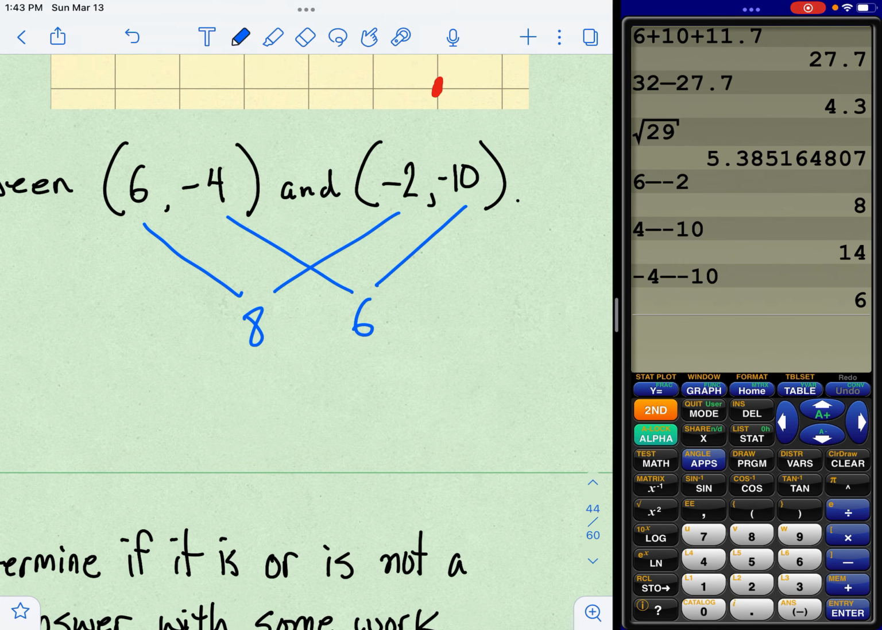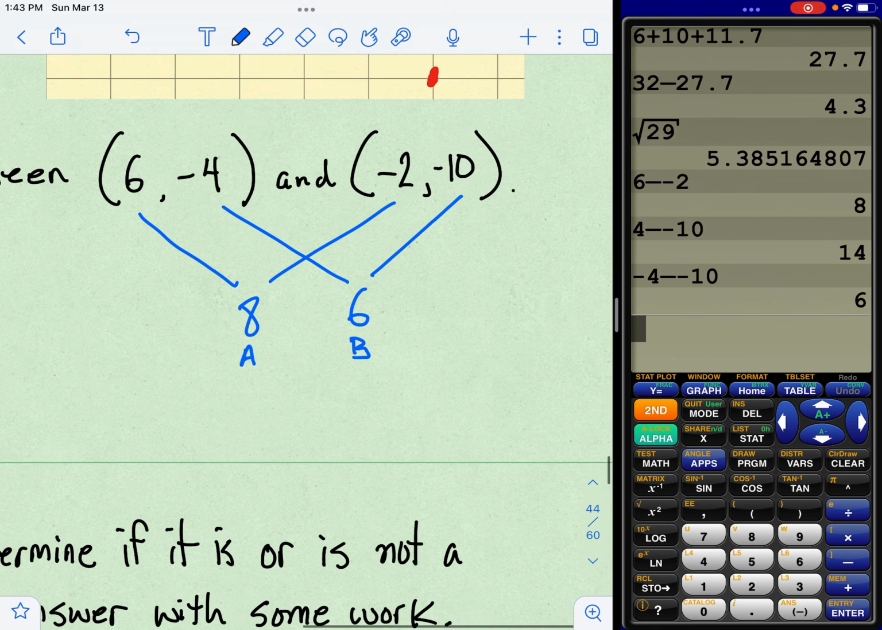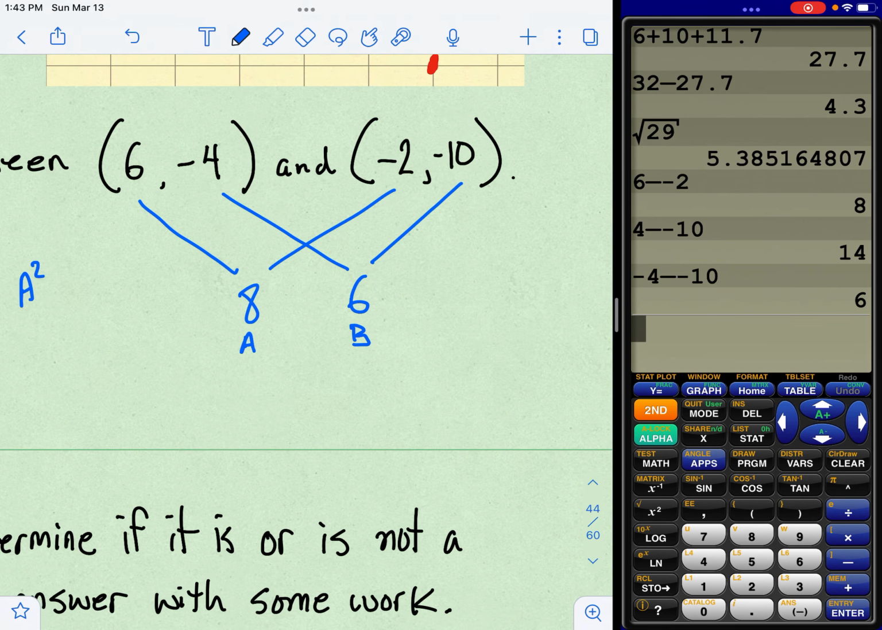Those numbers should always be positive, and those numbers are your A and your B. So we go ahead and plug those into the Pythagorean theorem. A squared plus B squared equals C squared. 8 and 6 and C, squared. Add the first two to get the third. 64, 36, C squared.